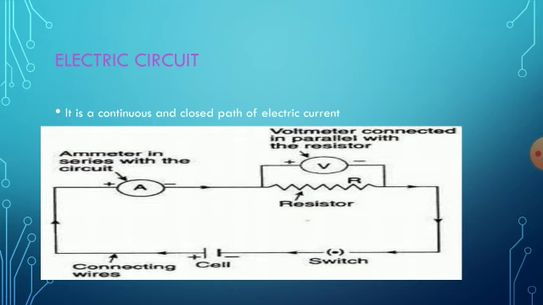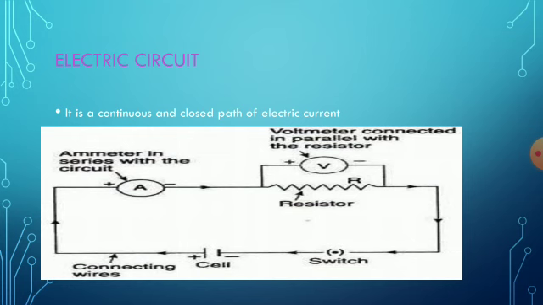So we are using a cell and then that is connected to an ammeter through connecting wires. Ammeter should be connected in series, and then next we are using a resistor and then a switch. Then voltmeter is connected in parallel to the resistor. So this is a condition.